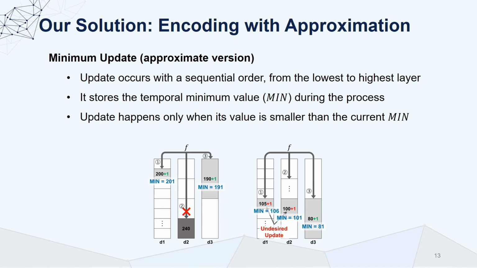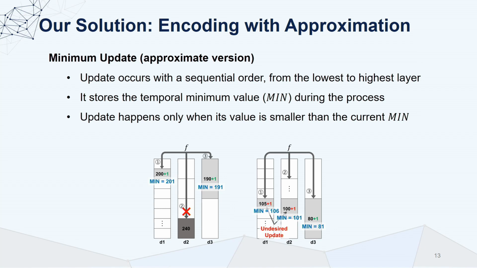During the process, it calculates and stores the temporal minimum value. In each layer, an update happens only when the value is smaller than the current minimum value. The left figure shows how the minimum update works effectively. As you can see, it updates its counter sequentially from layer 1 to layer 3, and during the encoding, it skips layer 2 since its value is larger than the current minimum value. This example shows the noise reduction effect of our update strategy.